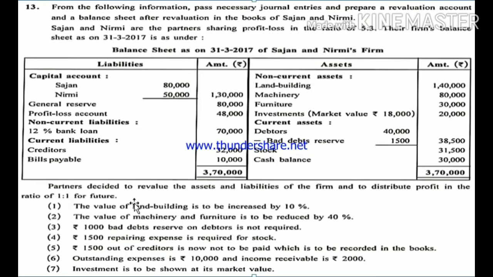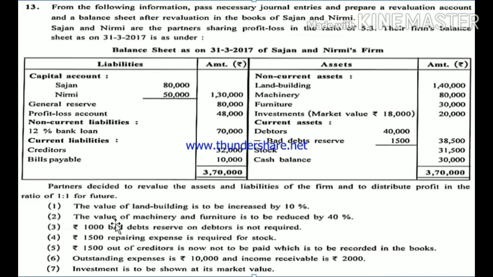The first adjustment, that is the value of land and building is to be increased by 10%. Now what is the value of land and building given in the balance sheet? That is 1,40,000. Its value is to be increased by 10%. So 10% of 1,40,000, it would come to 14,000. So due to increase in the value of the asset, profit will occur to the firm, so it will be recorded on the credit side of revaluation account. So the journal entry would be land and building account debit to revaluation account credit.